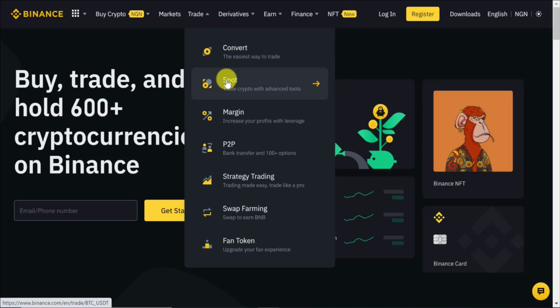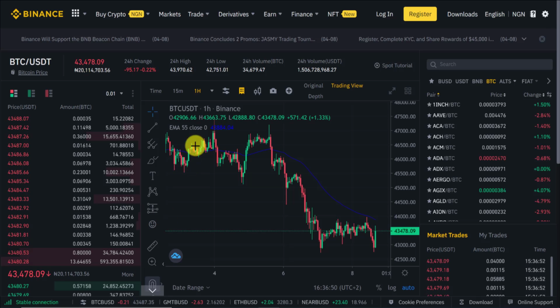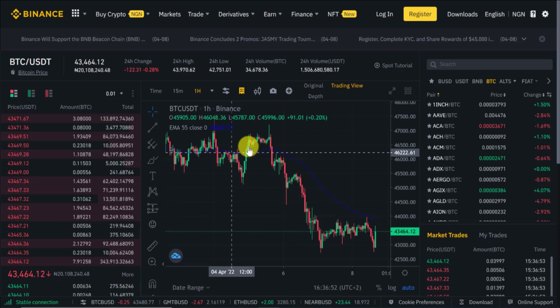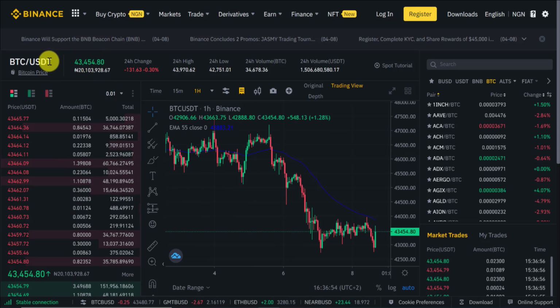So if you come to trade like this, you want to trade spot, you come to spot. If you want to trade margin, you come to margin. If you want to trade P2P, you come to P2P. So let's go to spot trading. Once the page loads up, this is what you're going to see.